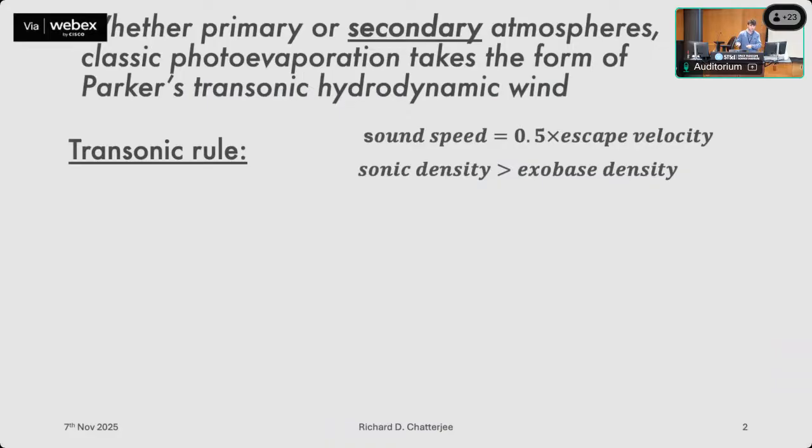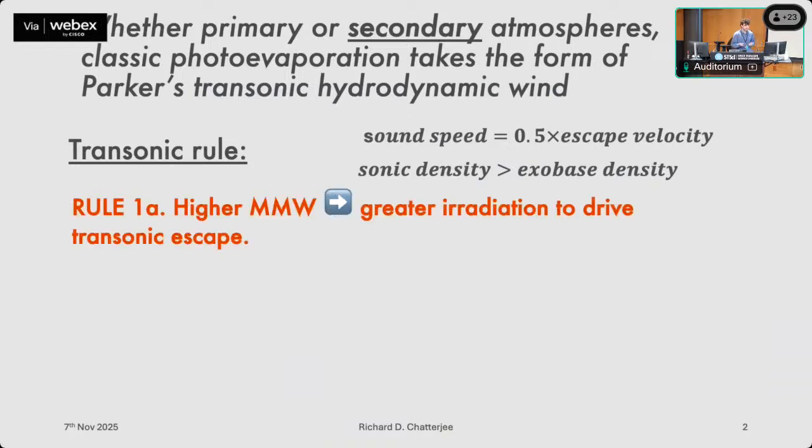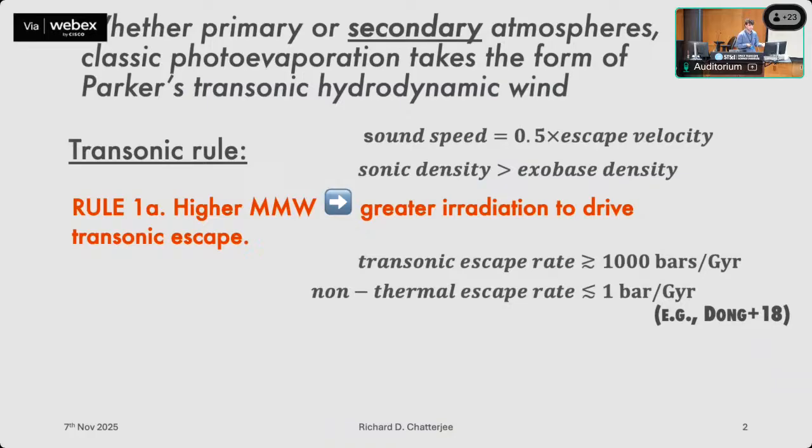We also get a constraint from the transonic rule on the scale height of the atmosphere, because in order to go sonic, you need the pressure gradient force to accelerate you there, so you need to remain collisional out to the sonic point, which means your sonic density has to be greater than your exobase density. Also constraining the temperature and the mean molecular weight. So our first rule is that the higher the mean molecular weight, the greater the irradiation needed to drive transonic escape.